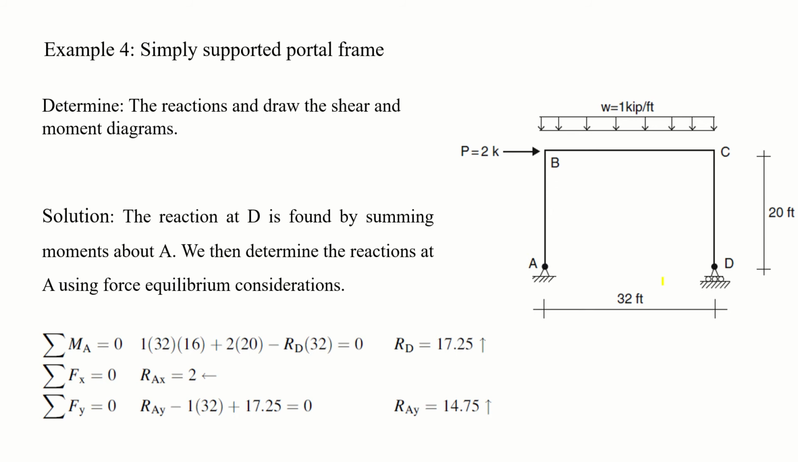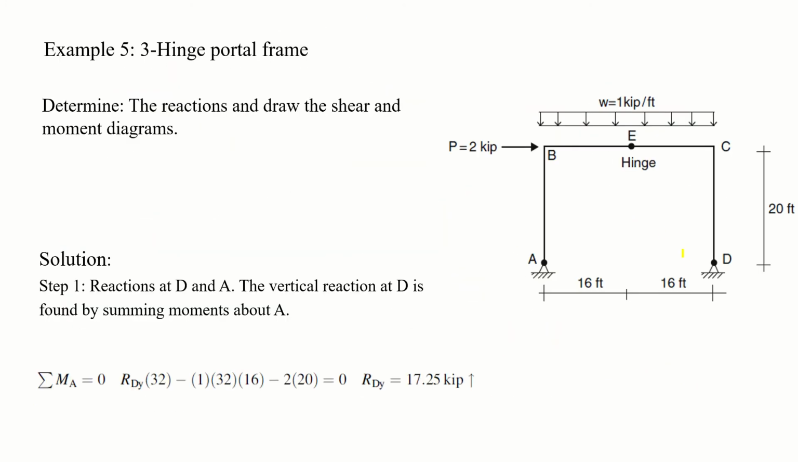For example, in the previous example, this was the arrangement that you had: three reactions, right? And you have three equilibrium equations, the global or general equilibrium equations. These are the three equations. However, just keep in mind this figure, the dimensions 32 feet, 20 feet, the loads, everything.